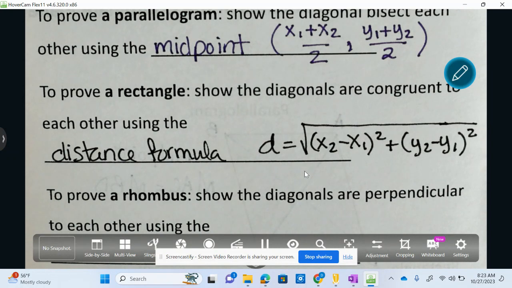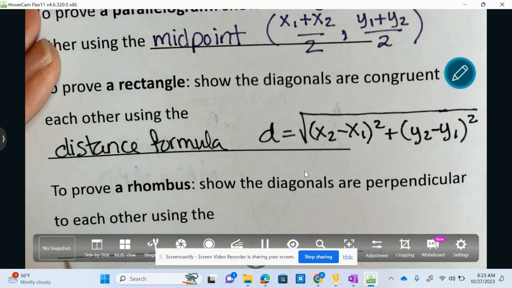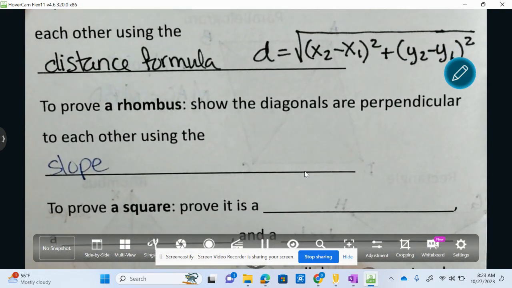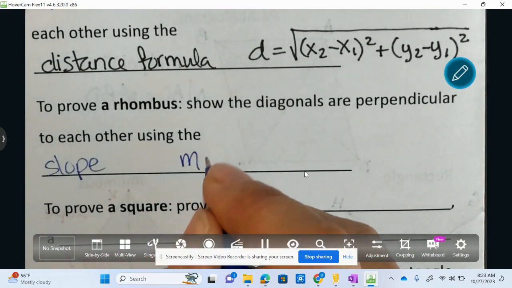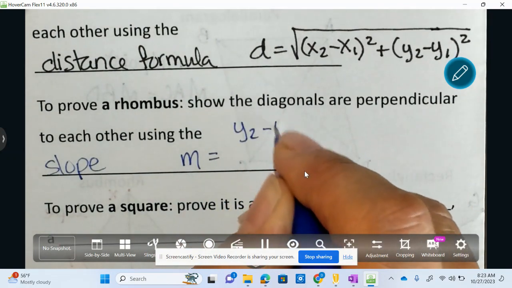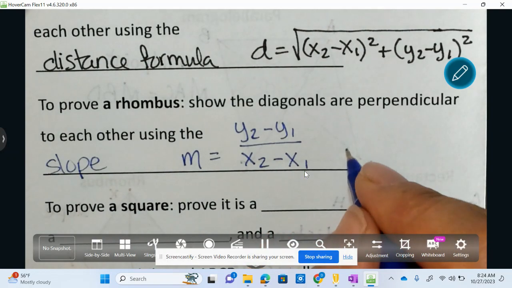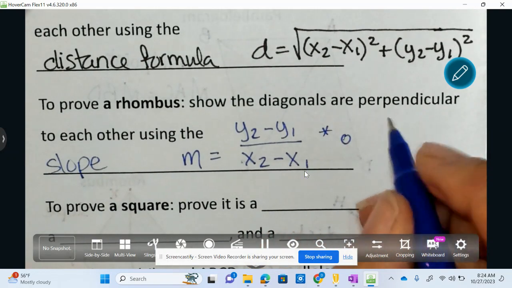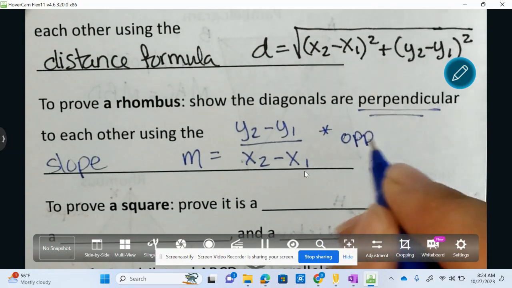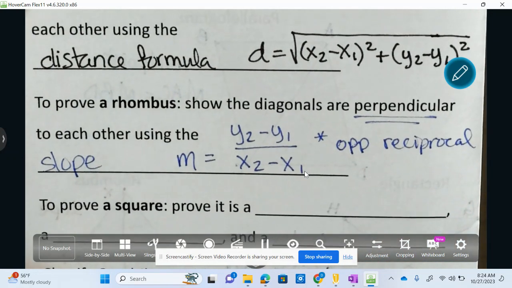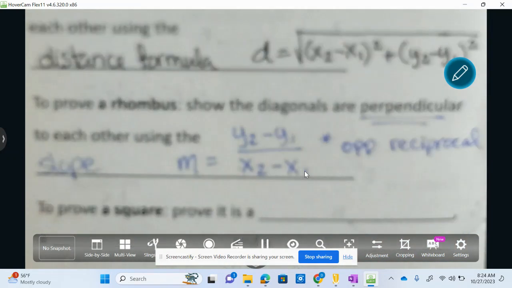If we wanted to prove that we have a rhombus, we have to show the diagonals are perpendicular, and that's using the slope. And if I want to find the slope, I say that m equals y sub 2 minus y sub 1 over x sub 2 minus x sub 1. And I wrote myself a note: perpendicular slope means opposite reciprocal.